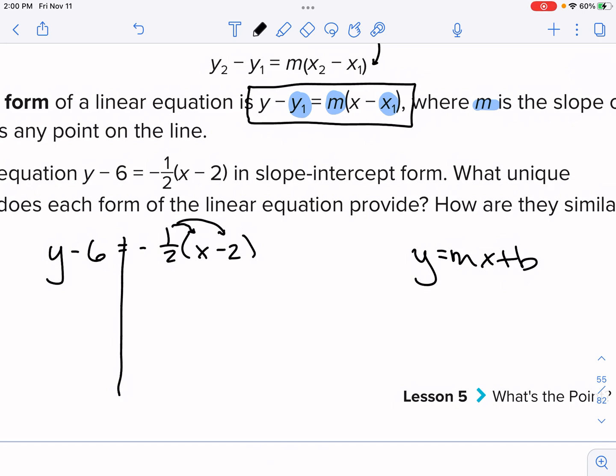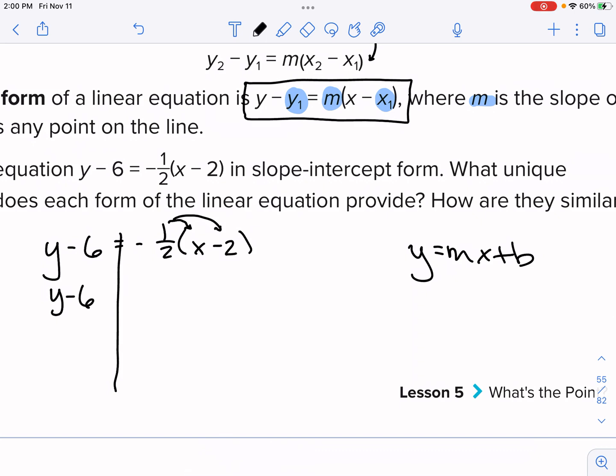Distributive property you typically learn in Math 6, but let's revisit this. I'm going to rewrite y minus 6 equal to, and with the distributive property you multiply. We're going to multiply -1/2 times x. That's -1/2 x. And then you multiply -1/2 times a -2. Well, a negative times a negative is a positive. And what's half of 2? Half of 2 is 1. So this looks closer to being slope intercept form off to the right.